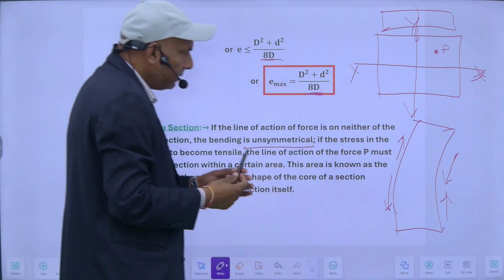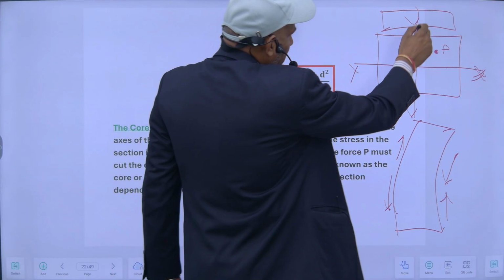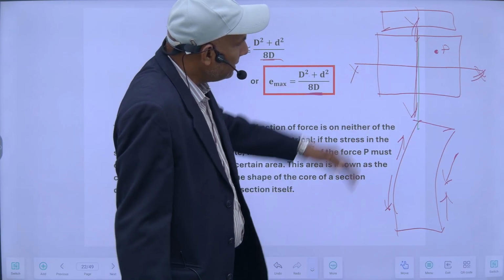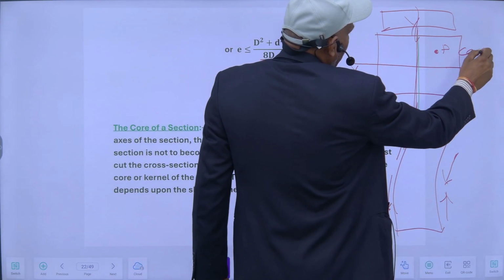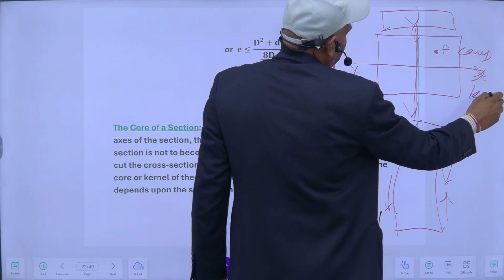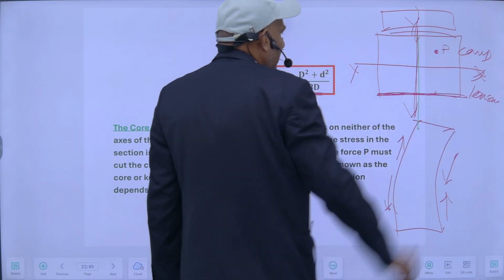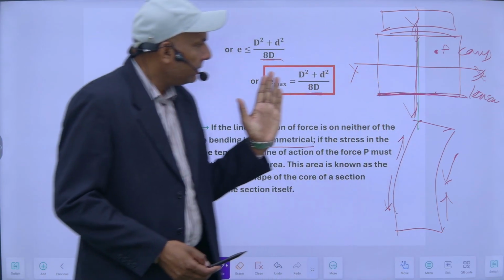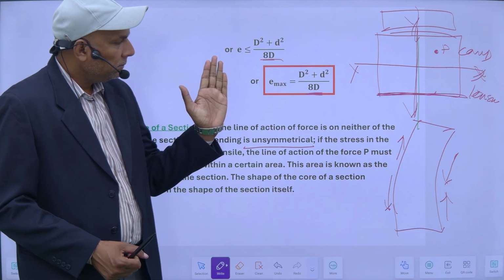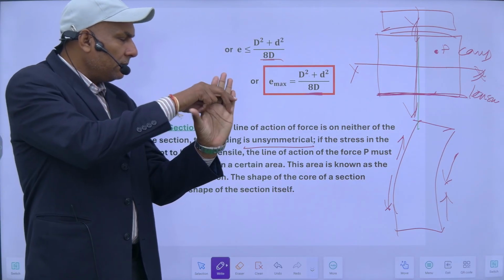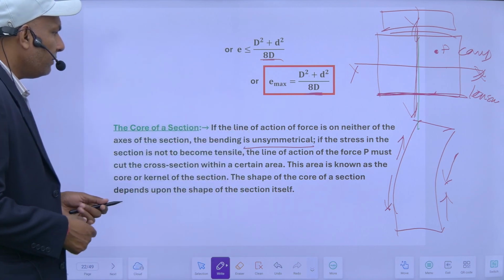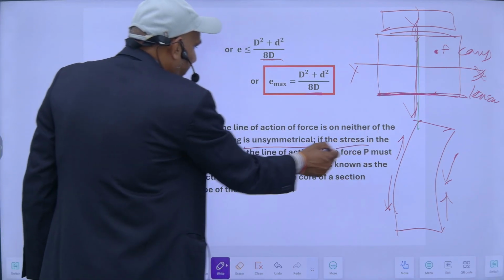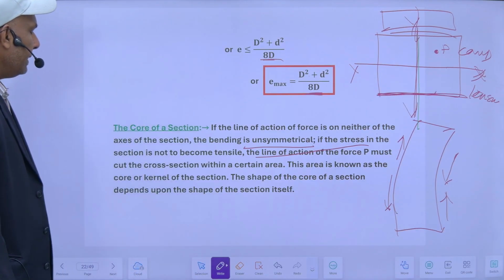So suppose this is my beam, and because of this load, along this y-axis it will be like this, and along this axis there will be compression and tension here. On this face there will be compression, this will be tension. So this is the case. So it will bend like this. So if the line of action of the force is not passing through any of the axes, in this case the bending is unsymmetrical.